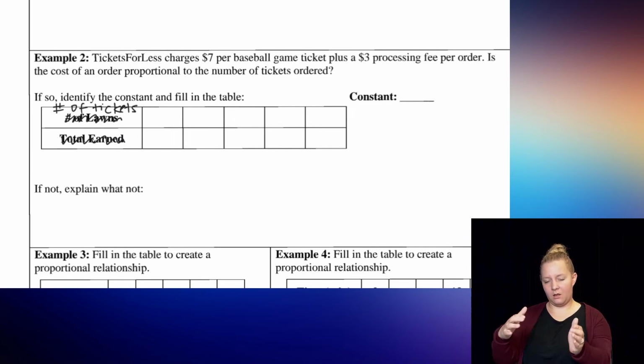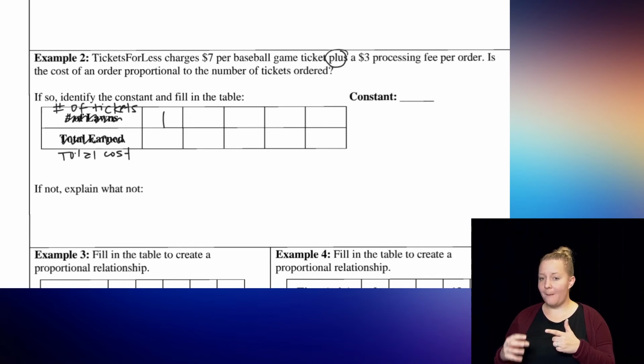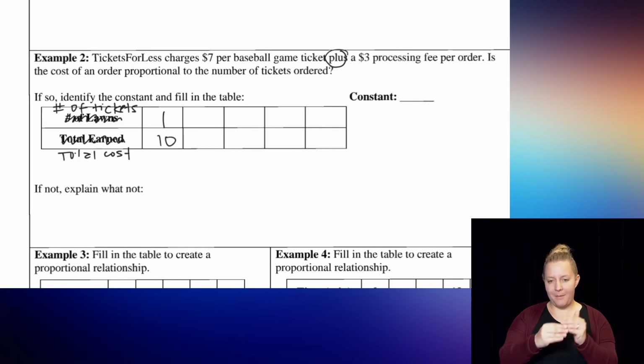And then right down here, it's going to be the total cost. Sorry about that. So for one person purchasing tickets, I know that for one ticket, I have to pay $7 for the ticket plus a $3 processing fee. So I'm purchasing one ticket, so therefore $7 plus $3 more is $10.